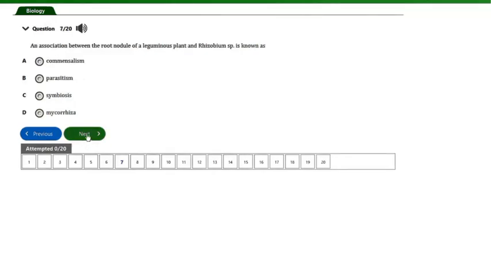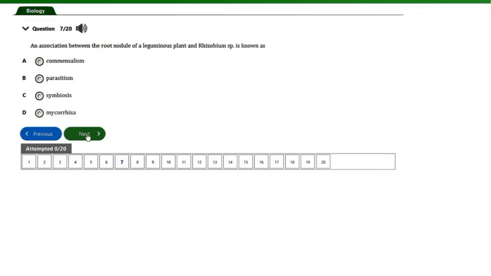We have the next question, and that's question number 7, which says, an association between the root nodule of a leguminous plant and Rhizobium species is known as A. Commensalism, B. Parasitism, C. Symbiosis, and D. Mycorrhiza. So, guys, the answer to this question is symbiosis.